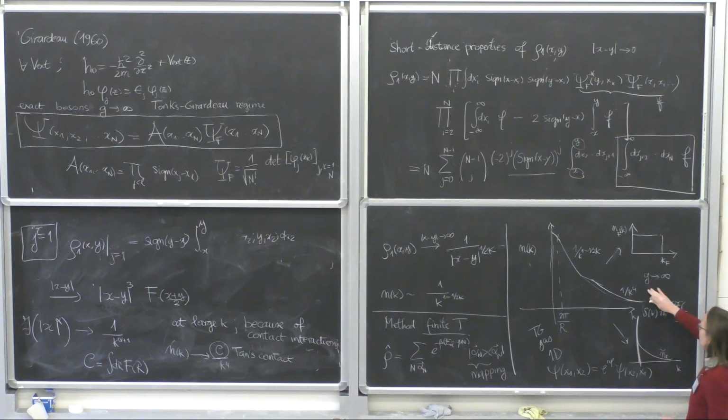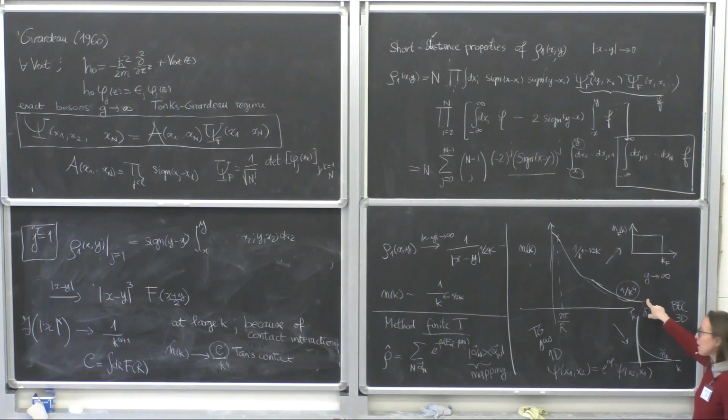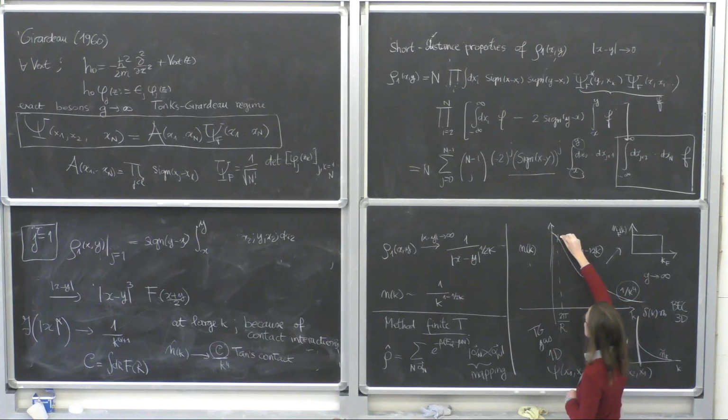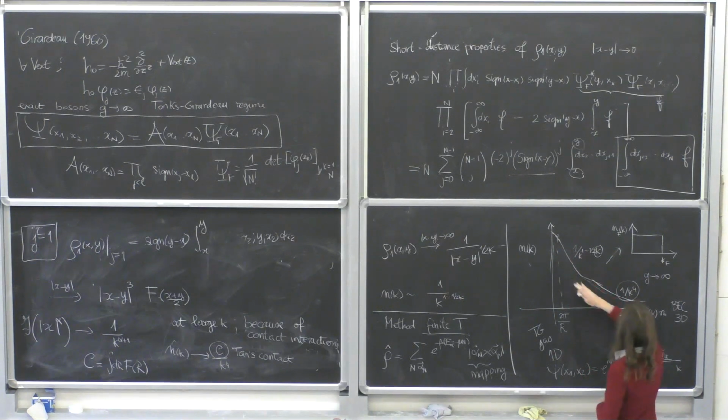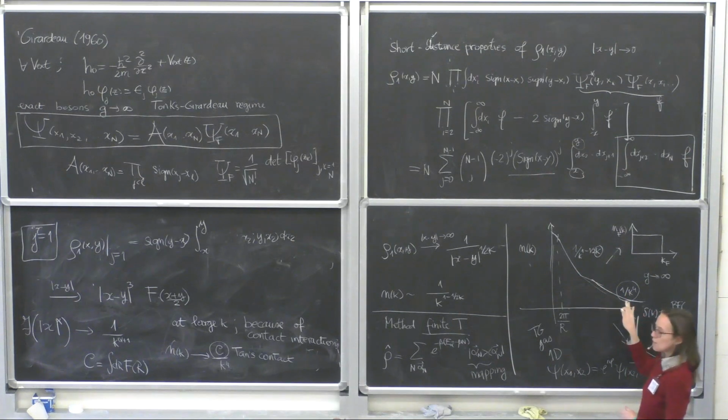So when G is finite and non-zero, we still have the tails, because these tails are there because of the cusp condition. And we have a cusp at any finite interaction, so we will still have the tails. When we decrease the interactions, this Luttinger parameter will change. It will become bigger, so we will change a little bit this slope if we plot in log scale. So overall, for a 1D Bose gas, this is sort of general for an interaction strength.